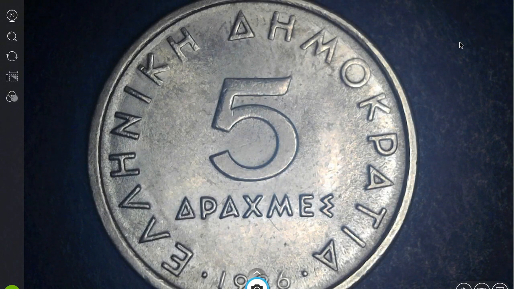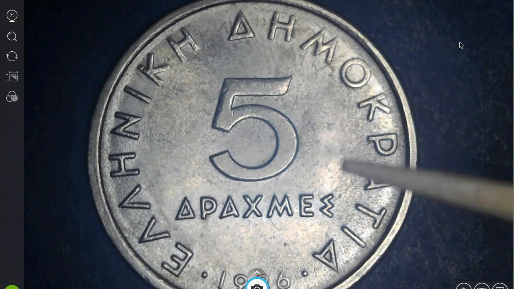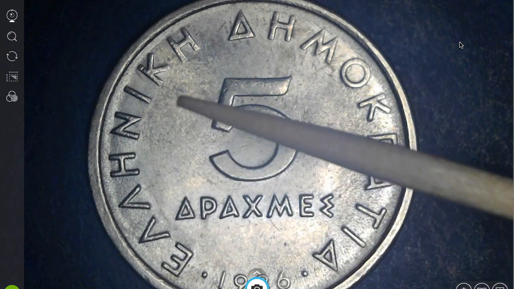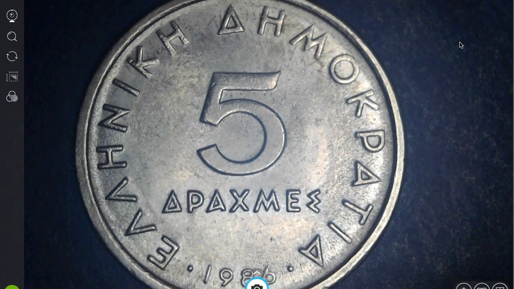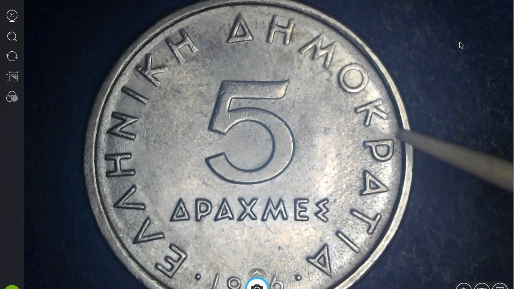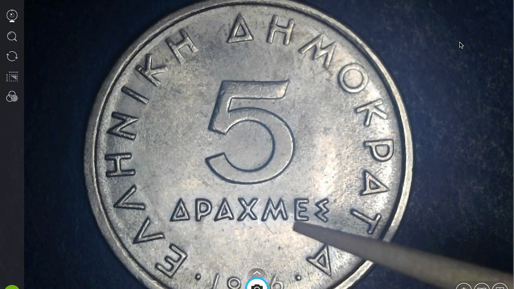Here's the reverse of our fourth Greek coin, and again we see that inscription, Ellenike Democratia. We see the date, 1986, and we see the unit of currency, 5 drachmes. Let's see who's on the obverse of the coin.